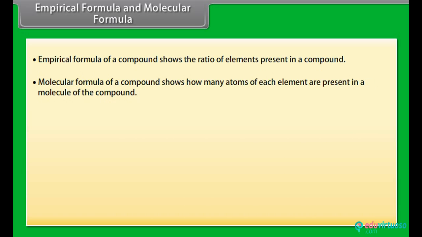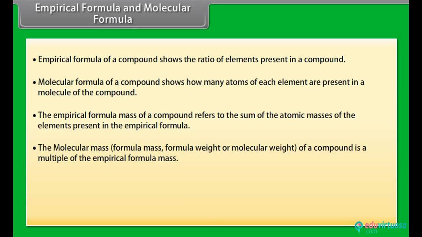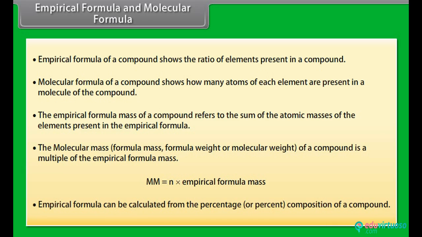The molecular formula of a compound shows how many atoms of each element are present in a molecule of the compound. The empirical formula mass of a compound refers to the sum of the atomic masses of the elements present in the empirical formula. The molecular mass, formula weight, or molecular weight of a compound is a multiple of the empirical formula mass. Mm is equal to N into empirical formula mass. Empirical formula can be calculated from the percentage or percent composition of a compound.